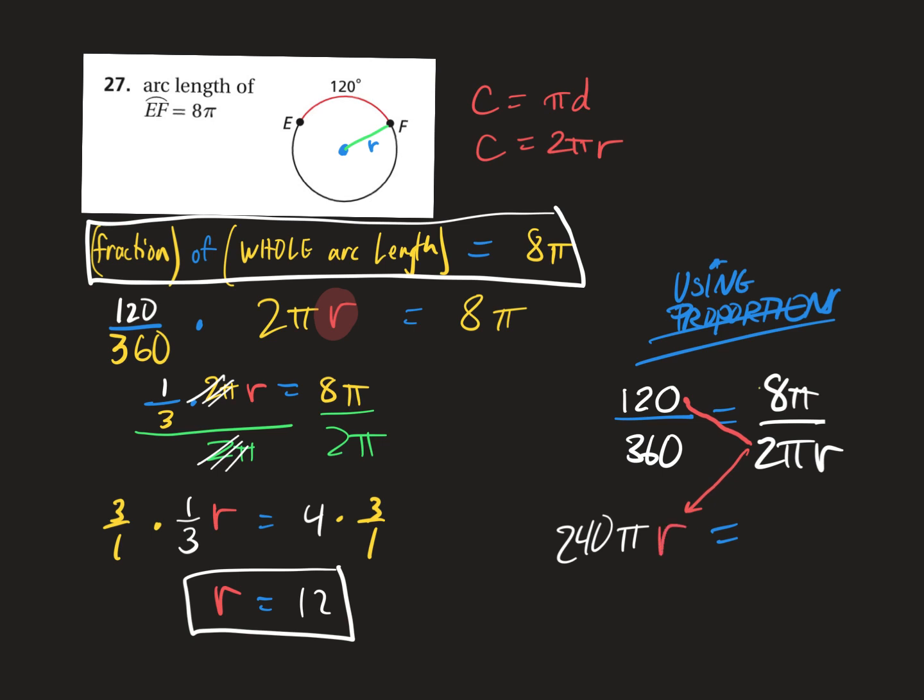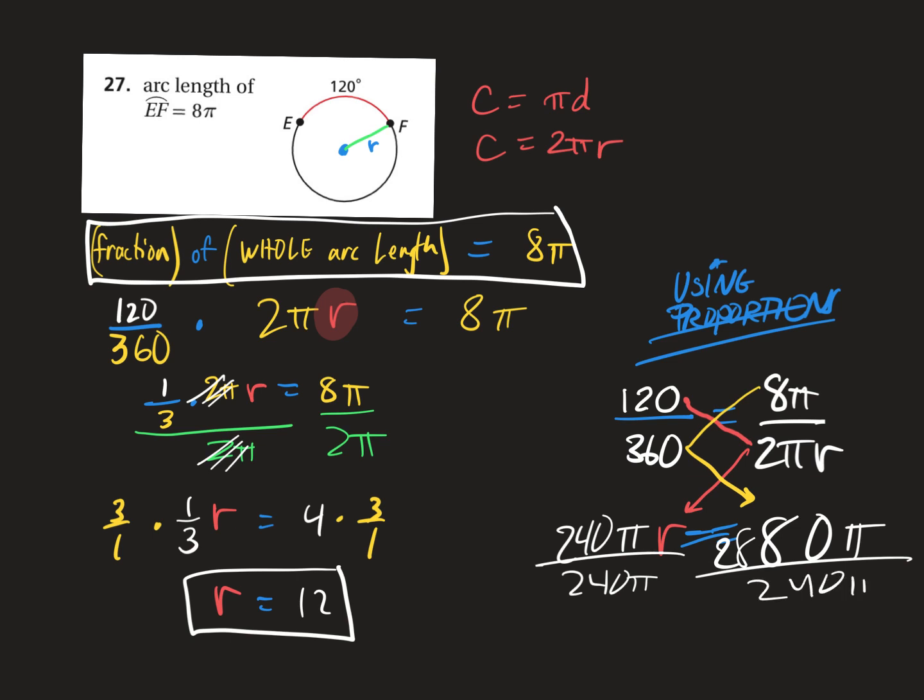And on the other side, 8 pi times 360 is, let's see, 2,880 pi. So next we just divide by 240 pi. And we're left with r equals 12.